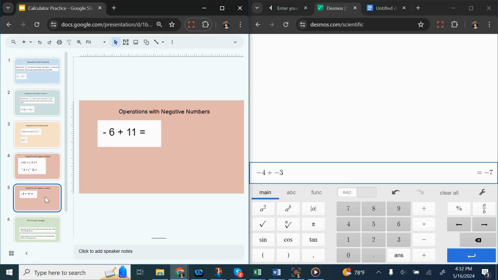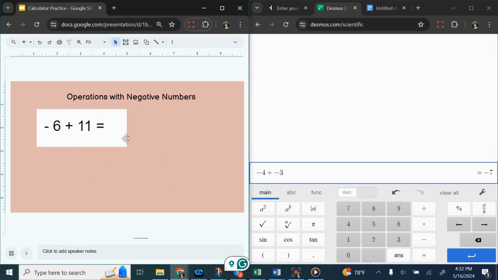Okay, so now let's try a problem on our own. I want you all to pause the video and solve this problem by yourself. Okay, you should have paused the video, so let's go ahead and solve it. This says negative 6 plus 11. So we're going to type in negative 6 plus 11, and we get 5 as our answer.